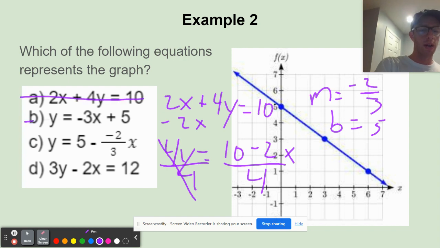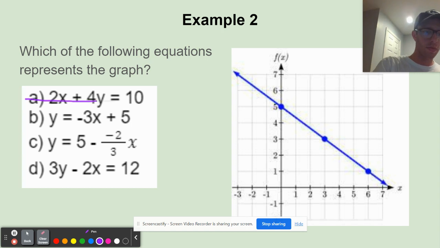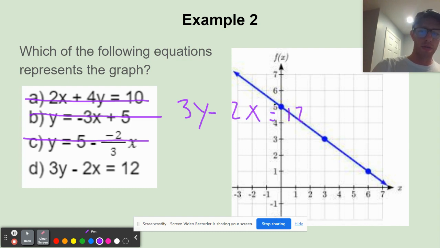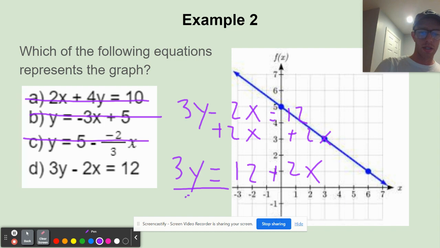So it's not A. We already know it's not B. We already know it's not C. So it must be D. It must be D, but let's just double check. 3y minus 2x equals 12. Add 2x to each side. Get 3y equals 12 plus 2x. This is not going to work either. So this is a bad question. None of these work, but you can see the process still. You got y equals 4 plus 2/3 x.